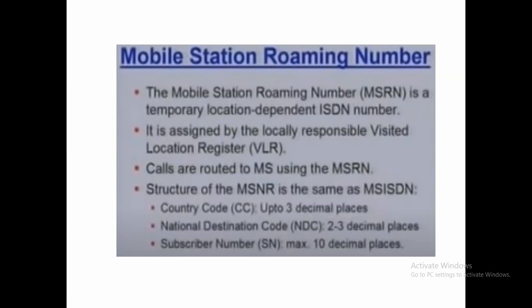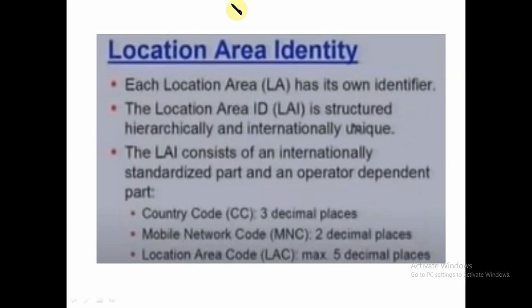After the MSRN number, the next slide is related to the location area identity. The location area has its own identifier, the location area ID. We have the equipment for the SIM card and the user, but we also have some identifiers for the location.